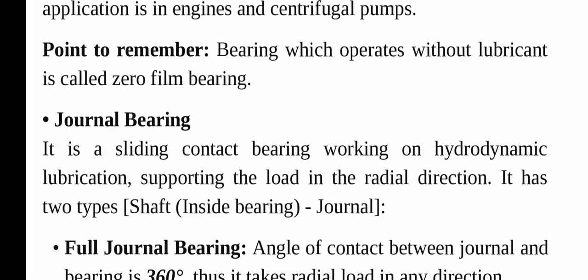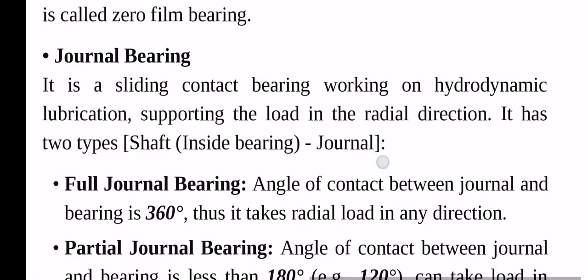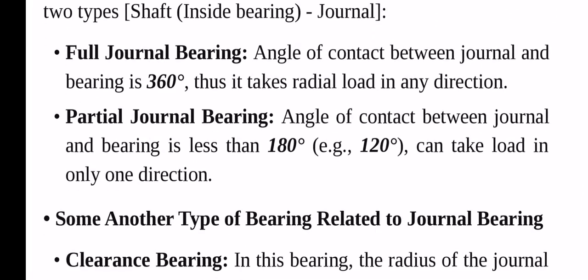Journal bearing. It is a sliding contact bearing working on hydrodynamic lubrication, supporting the load in the radial direction. It has two types: shaft inside bearing journal, full journal bearing. Angle of contact between journal and bearing is 360 degrees. Thus, it takes radial load in any direction. Partial journal bearing. Angle of contact between journal and bearing is less than 180 degrees. Example: 120 degrees can take load in only one direction.